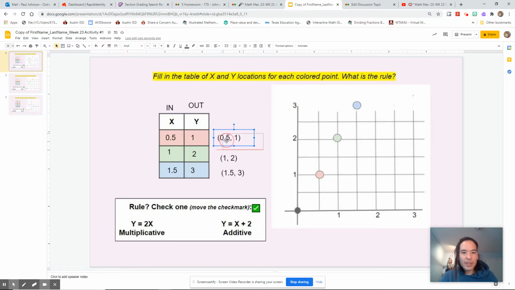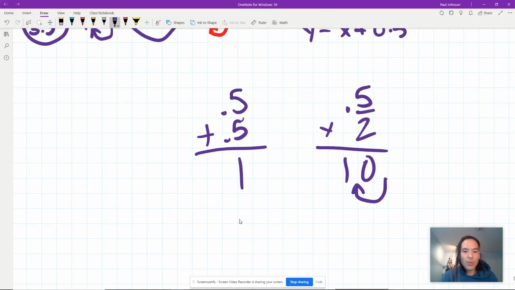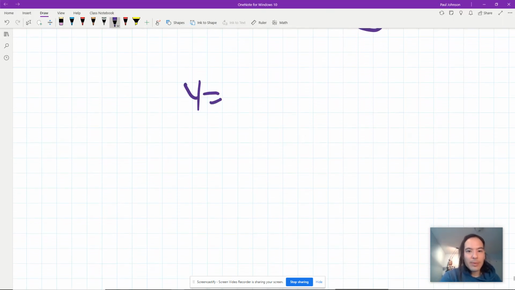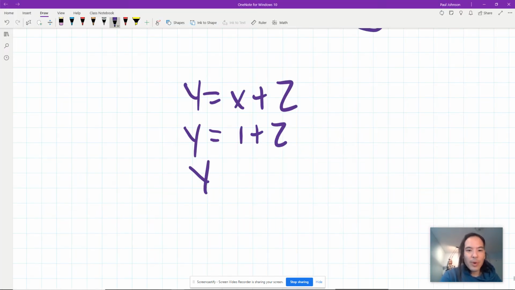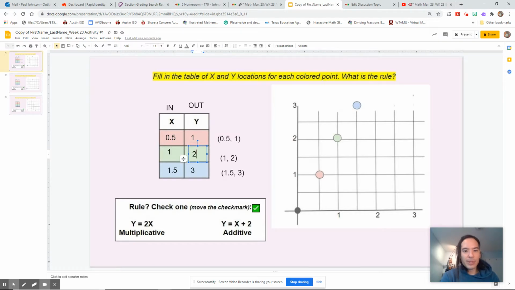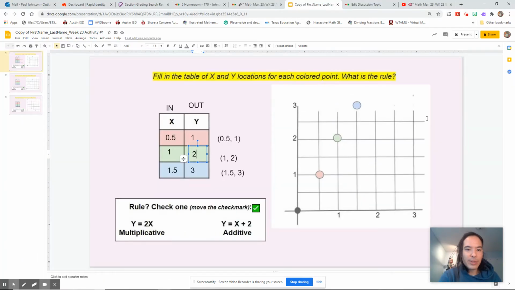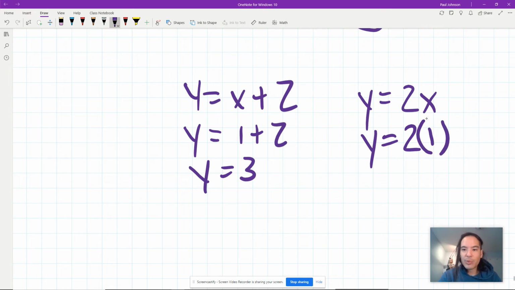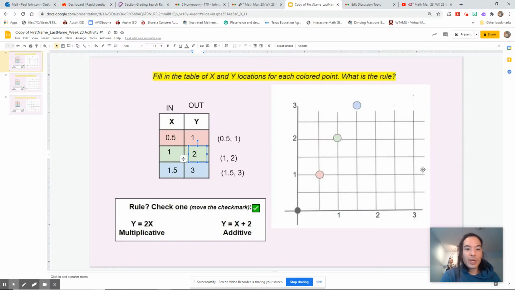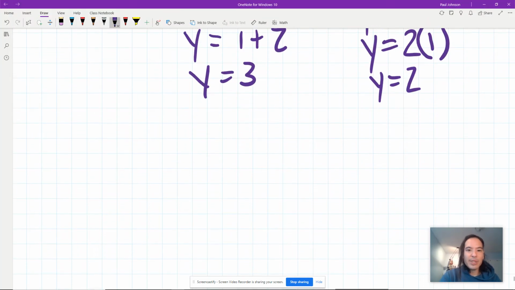All right, so it already looks like the adding rule that they gave us doesn't look that great. So let's take a look. If I plug in 1 for x, so y equals x plus 2, y equals 1 plus 2, y equals 3, but this says y equals 2. So I don't think their adding rule works. Let's look at y equals 2x. Remember, that's y equals 2 times whatever the number is. Our number was 1, so we're going to do 2 times 1, and y equals 2, which does check out. So it looks like our rule is multiply by 2, but let's just check with our last piece of information.